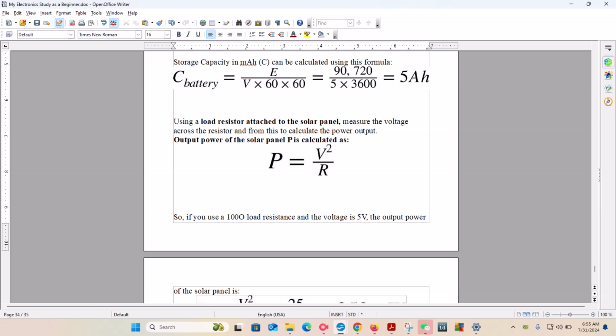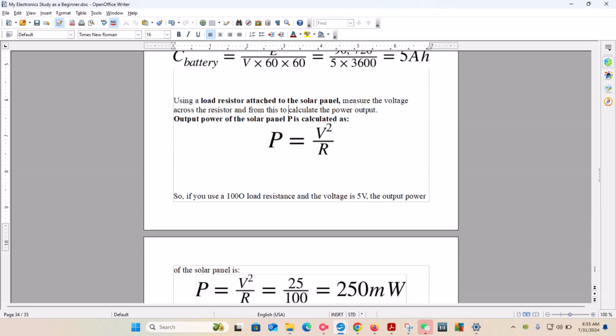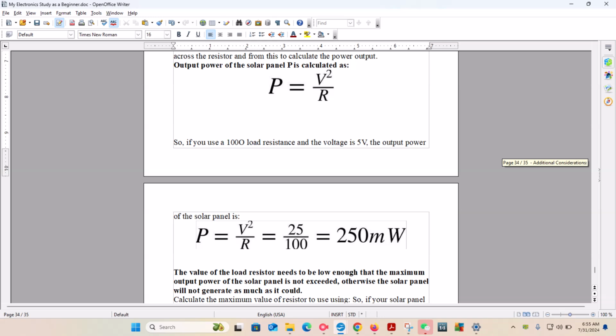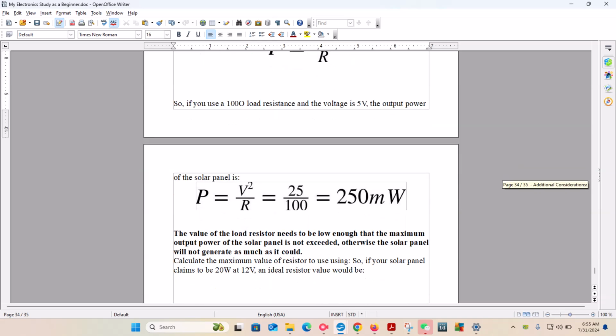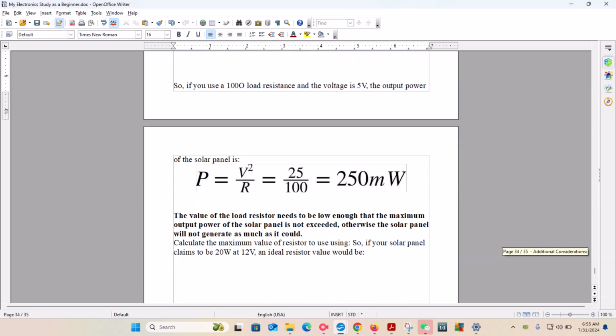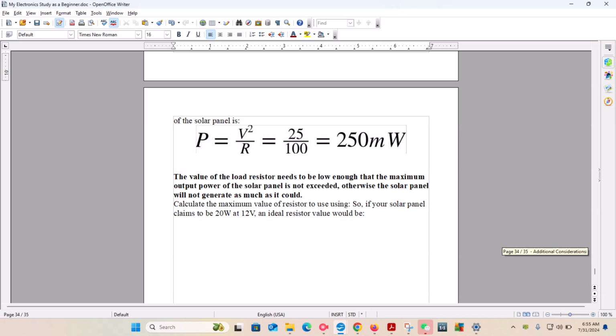So if you use a 100 ohm load resistance and the voltage is 5 volts, the output power is what? Well, again, we formally look at the equation. That is, power equals voltage squared divided by resistance. Therefore, in this case, it is 25 divided by 100, which is 250 milliwatts. Keep in mind that the value of the load resistor needs to be low enough that the maximum output power of the solar panel is not exceeded. Otherwise, the solar panel will not generate as much as it could.